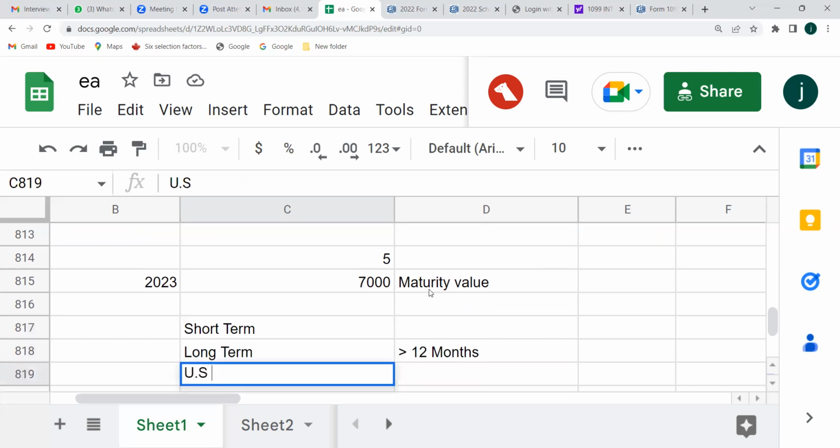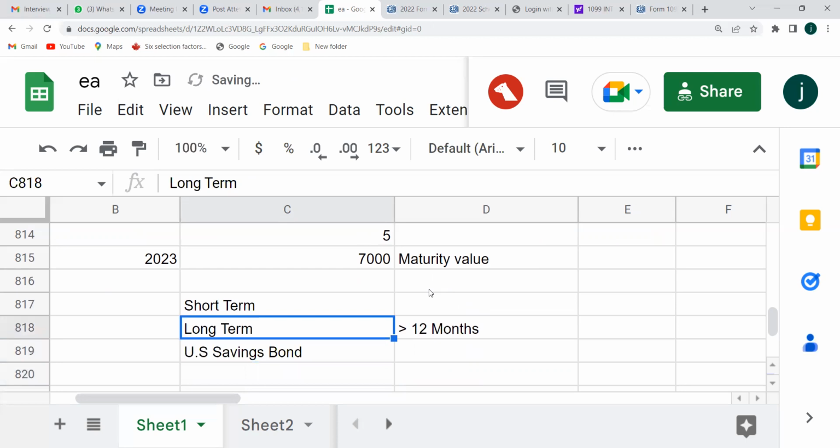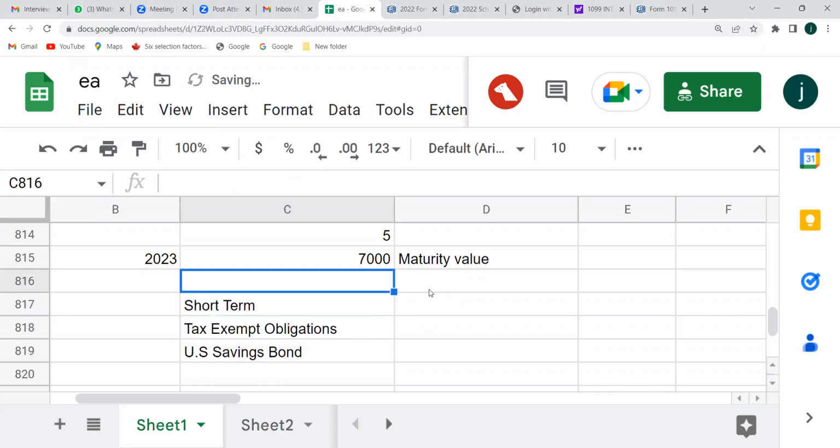Previously we had discussed one bond, the US savings bond. For this also the OID rules will not be applicable. So OID rules will not be applicable to short term, US savings bonds, and tax exempt obligations. We will see this point later, don't worry. So in three cases, the OID rules will not be applicable.